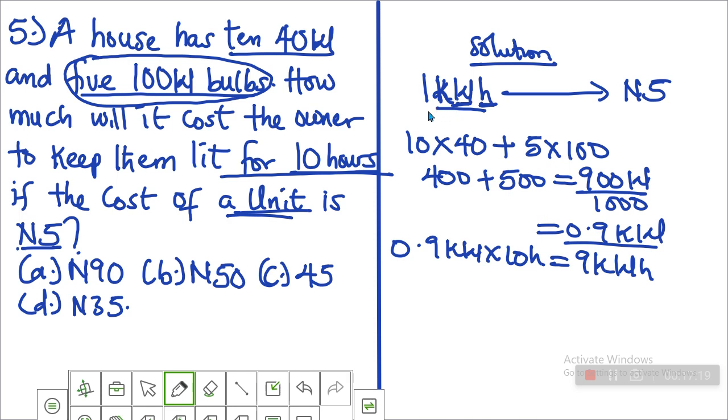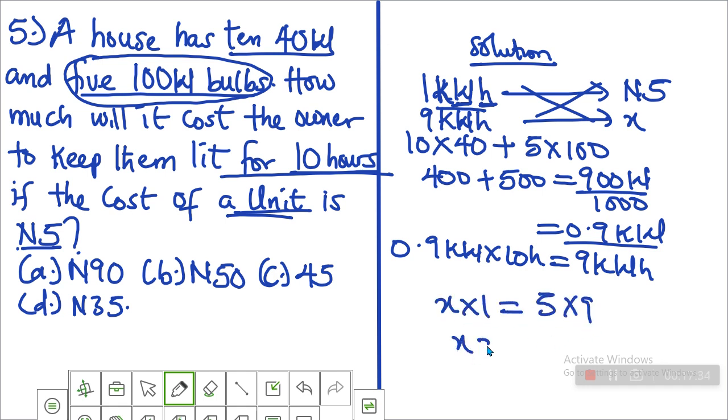Now we bring it to this place. So it will now be 9 kilowatt hour to x. I hope you understand. So we are comparing. So you now cross multiply. So x times 1 is equal to 5 times 9. So our x now will be 45. Instead of kilowatt hour, you know that this place is naira, so our x is naira. So it will now be 45 naira. So it means 45 naira is the cost of a unit.